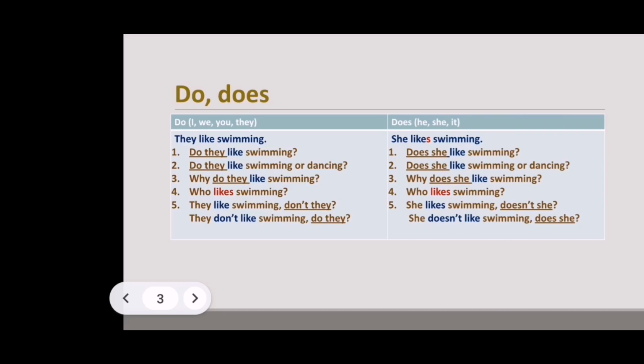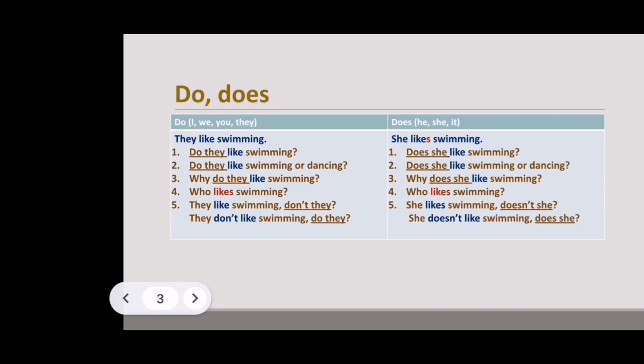You can see the examples. The first sentence, they like swimming, for the pronouns I, we, you, they, and we can see that we should use here the auxiliary verb do. So yes-no question. Do starts the question. Do you remember this? Do they like swimming?